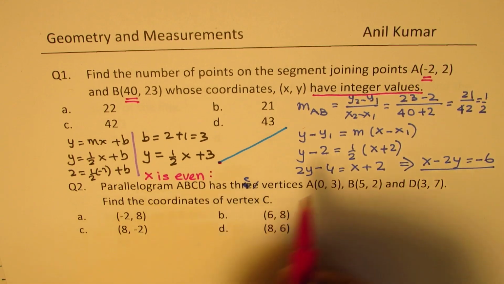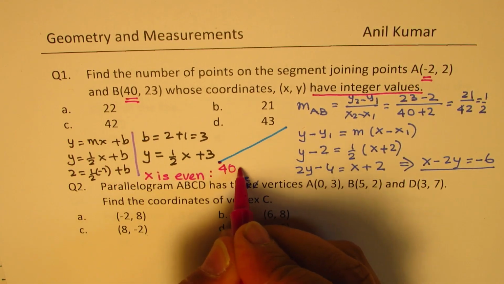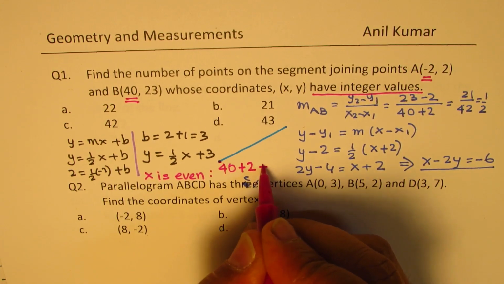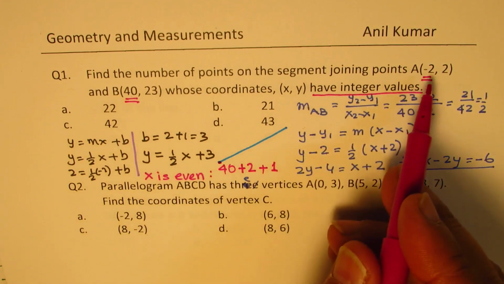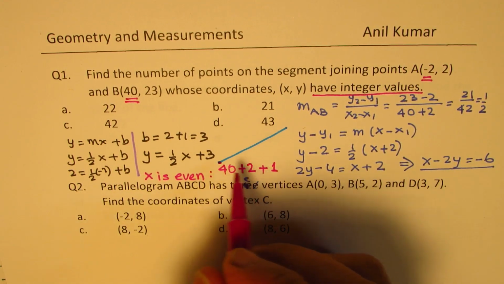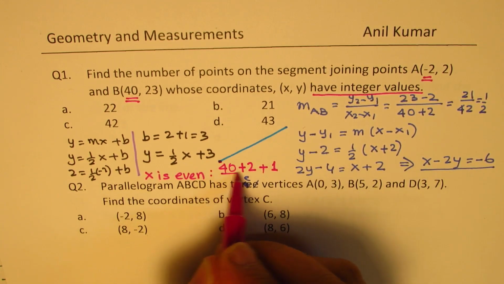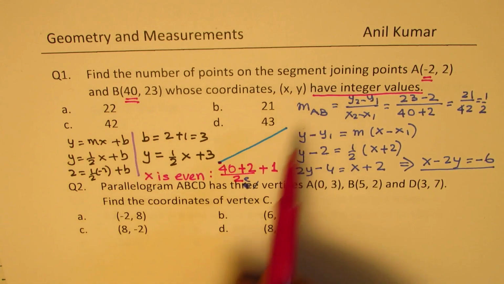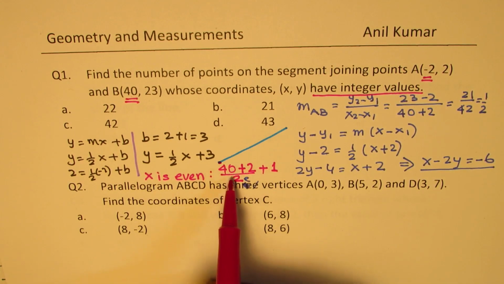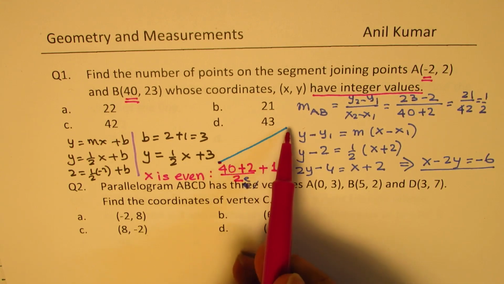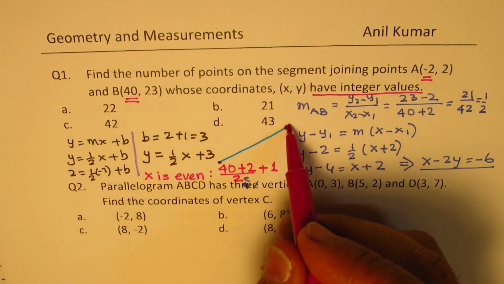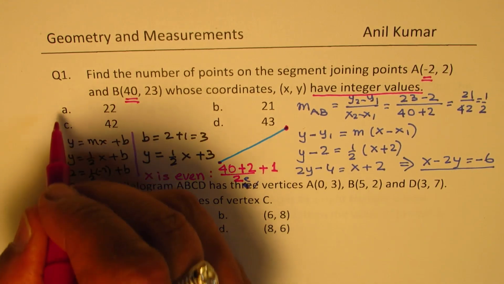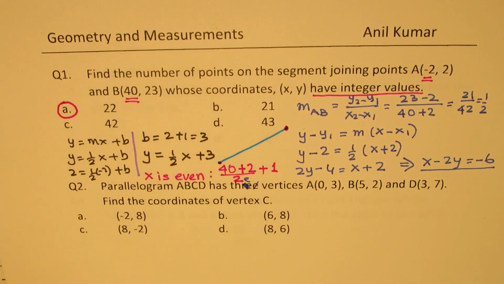So the even numbers will be 40 minus of minus 2, which becomes plus 2, right? Plus 1, since we are including both of them, correct? So 40 plus 2 divided by 2, right? So those are the even numbers. Half of them are even and one of the corners we are also including. So that is an additional 1, right? So that is 21 plus 1, which is 22. So we get answer A as the right option.